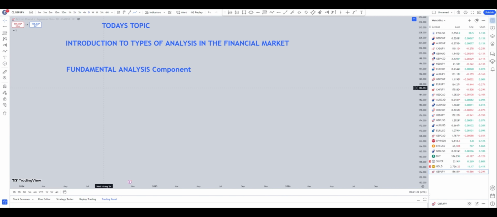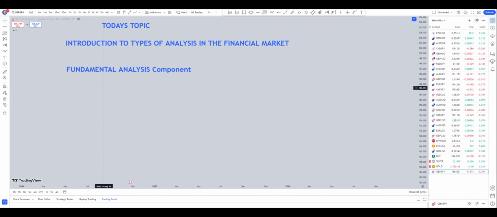Fundamental analysis deals with the economic conditions that affect the value of a country's currency. So it focuses on the economic conditions that affect a currency. Let's say for example, things like news, inflation, depression and the rest. All those things are economic conditions that can affect the performance of a country's currency.